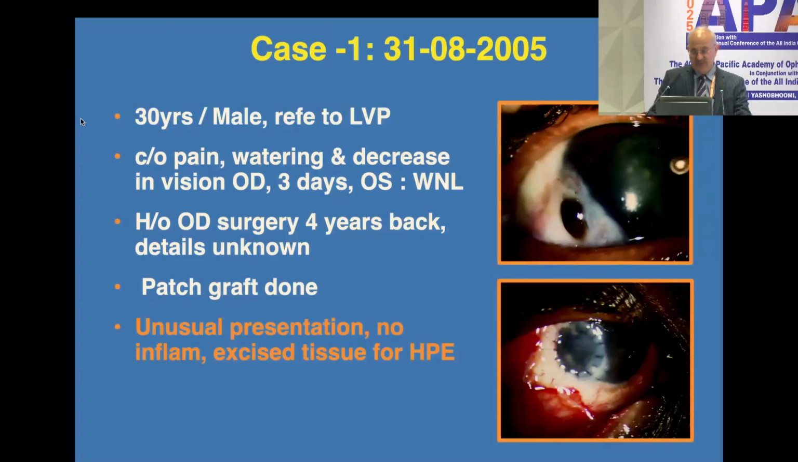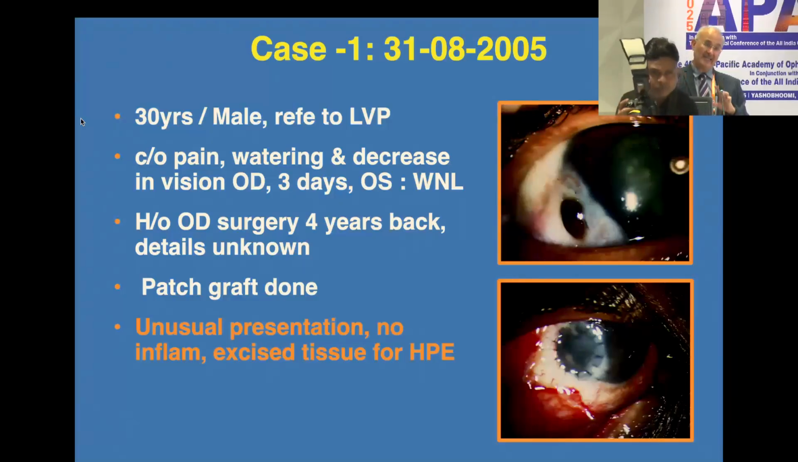This is a very interesting case. I was called to see in the emergency clinic in LVP in 2005, and in my usual style, I said, this is a perforation, it needs surgery. But can you see what is remarkable about it? Anyone wants to say anything? Again, there is no inflammation, there is no redness, right? So if there is a perforation, why is there no ulceration, no redness, no congestion? Very unusual. The patient did not have pain either.